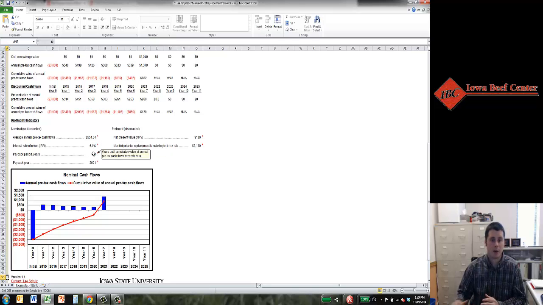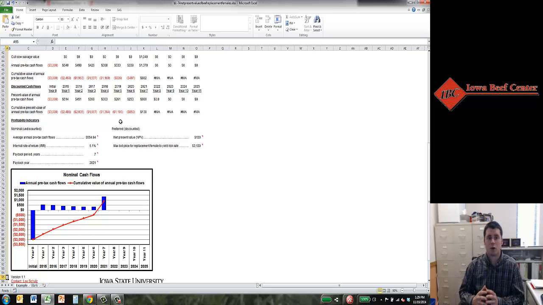Next, we have the payback period. So this is the years until the cumulative value of the annual pre-tax cash flows exceeds zero. So when we look at when this investment would be paid back, it's year 2021. I will note here when we look at that nominal cash flow standpoint that it really is that cull cow value at the end of year 7 that brings that above the zero break-even line.